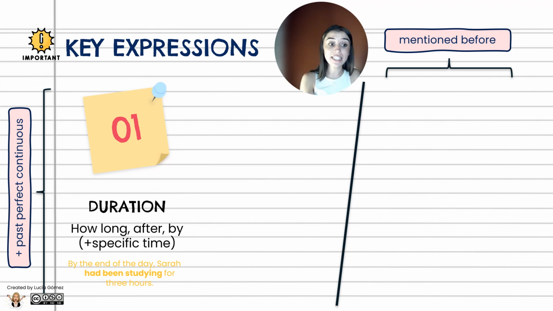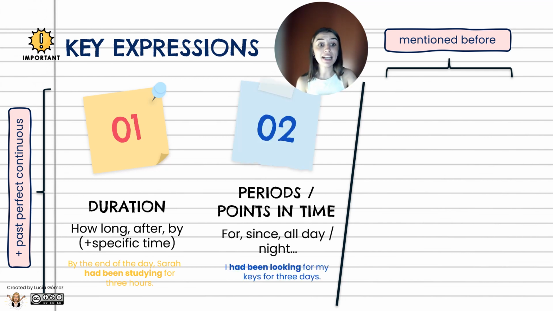By the end of the day, Sarah had been studying for 3 hours. I imagine that the day has already finished, okay? And it's something that happened in the past. So, Sarah had been studying for 3 hours. Sarah había estado estudiando durante 3 horas. Y esa acción sería esa acción que estuvo siendo continua hasta un momento en el pasado, el final del día, ya está.